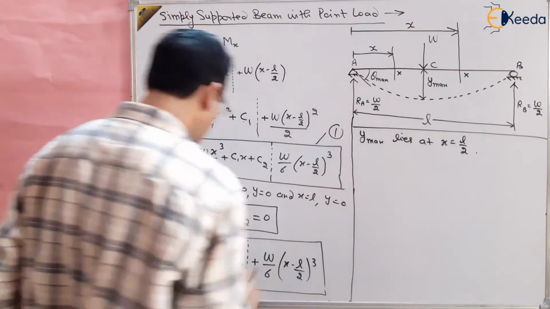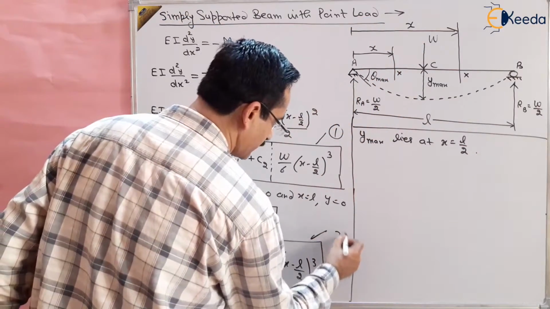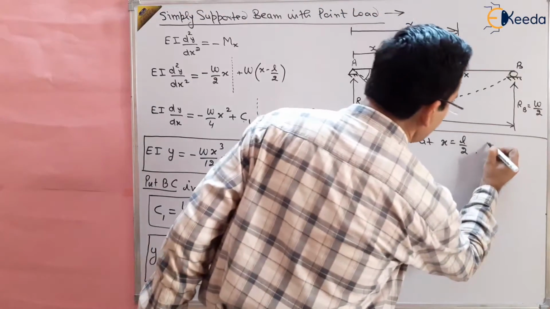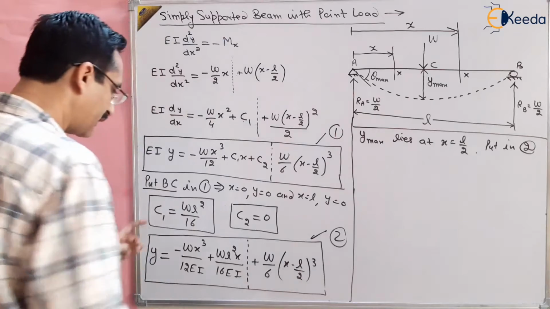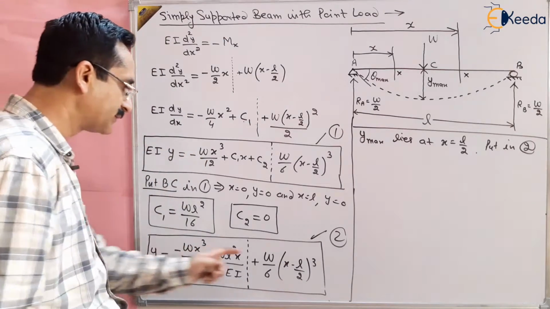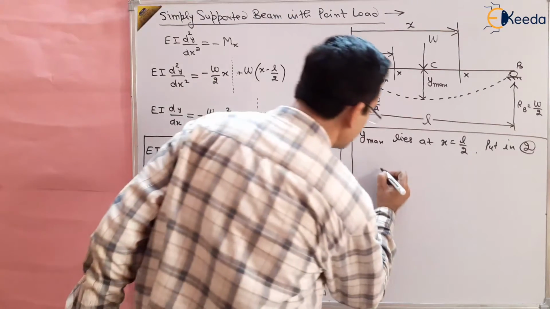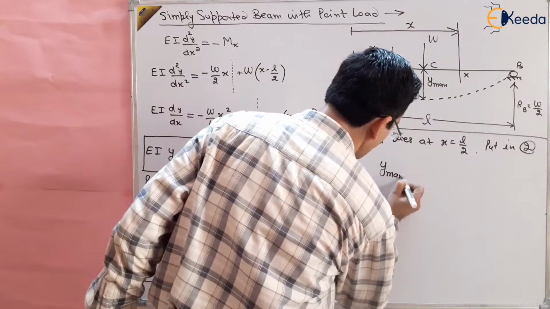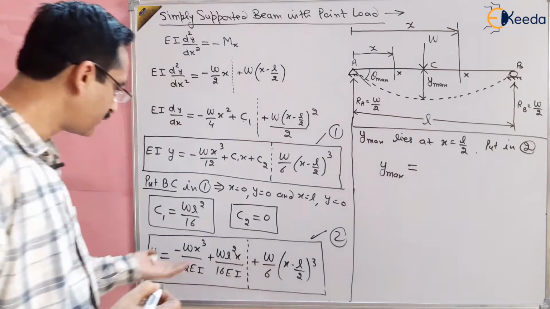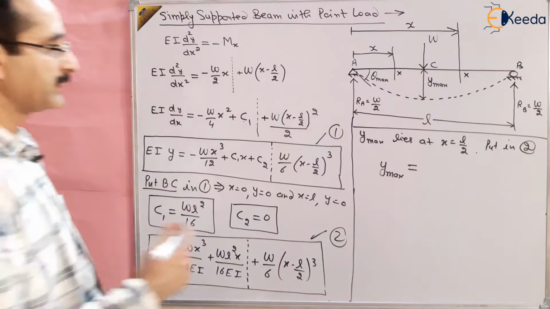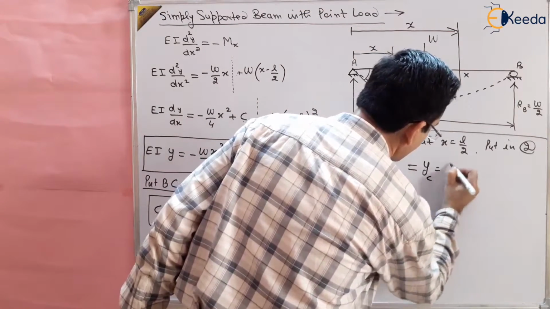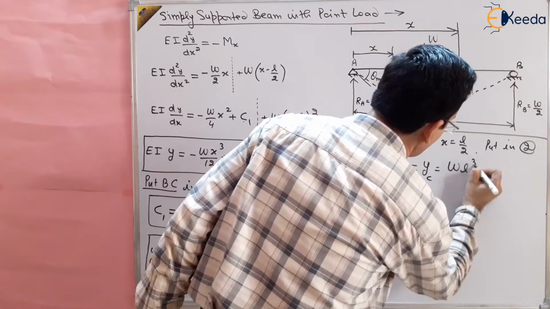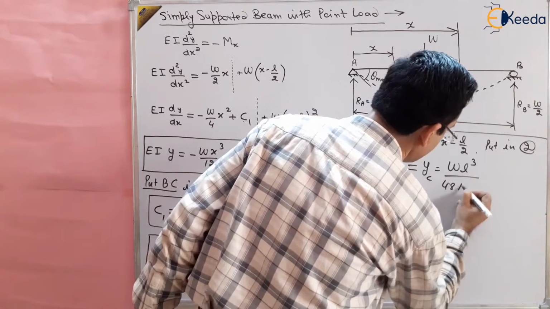So put x is equal to L by 2 in this equation. Suppose this is equation number 2, and whatever deflection we get, that will be the maximum deflection, right? So Y max, put the value here and you will get Y max, which is W L cubed by 48 EI.